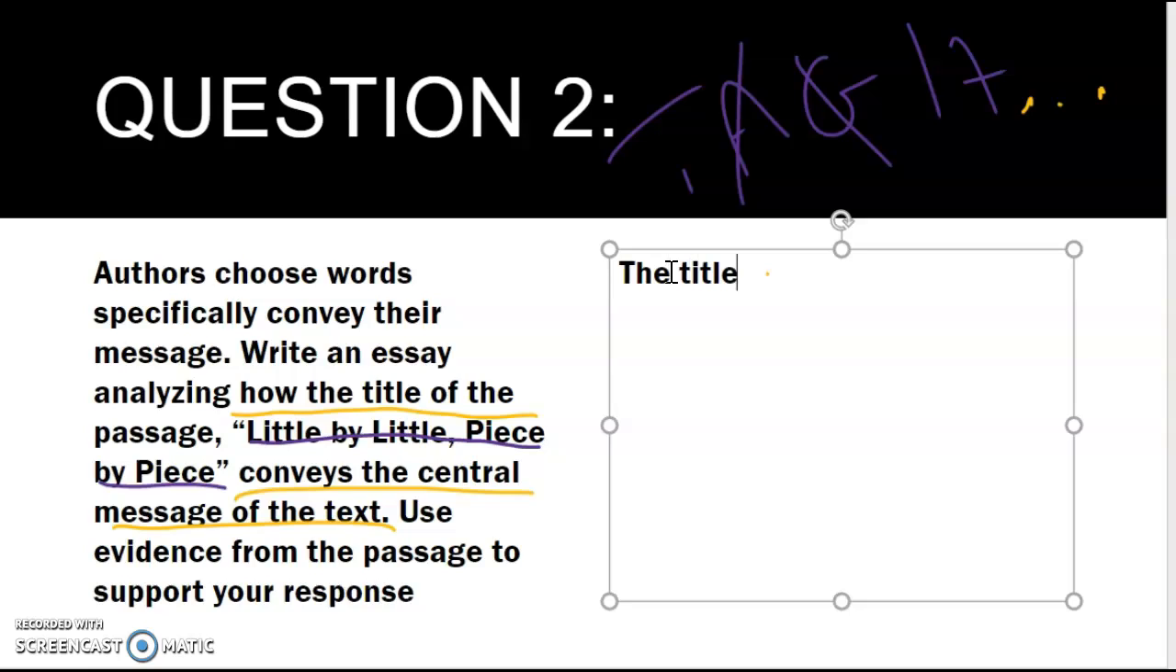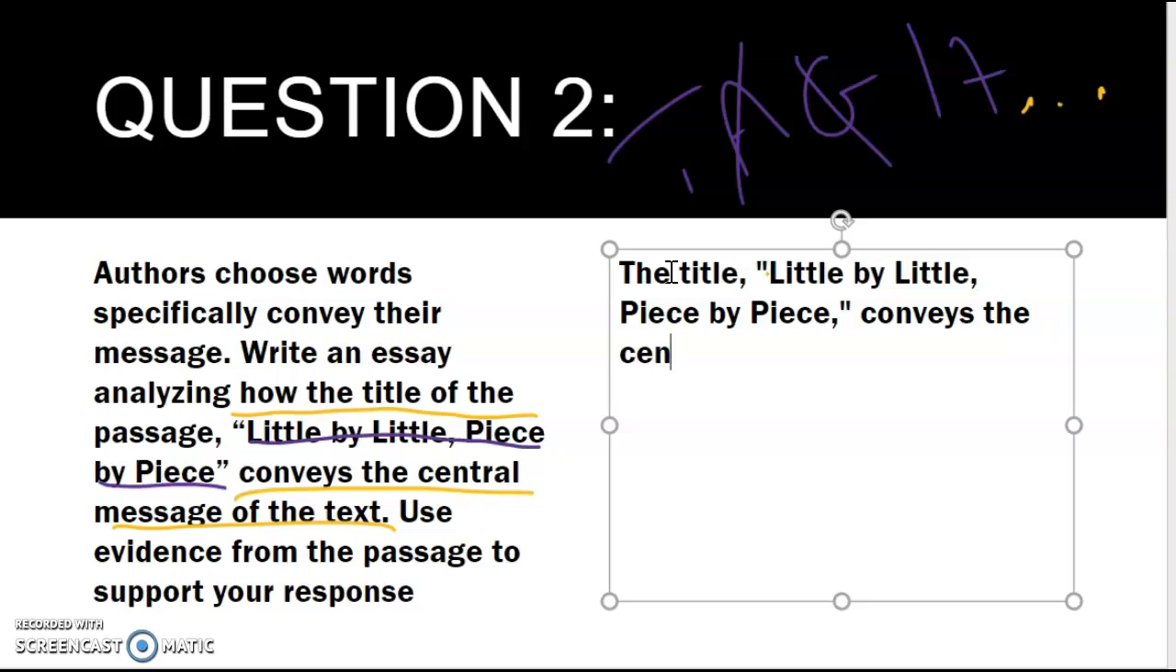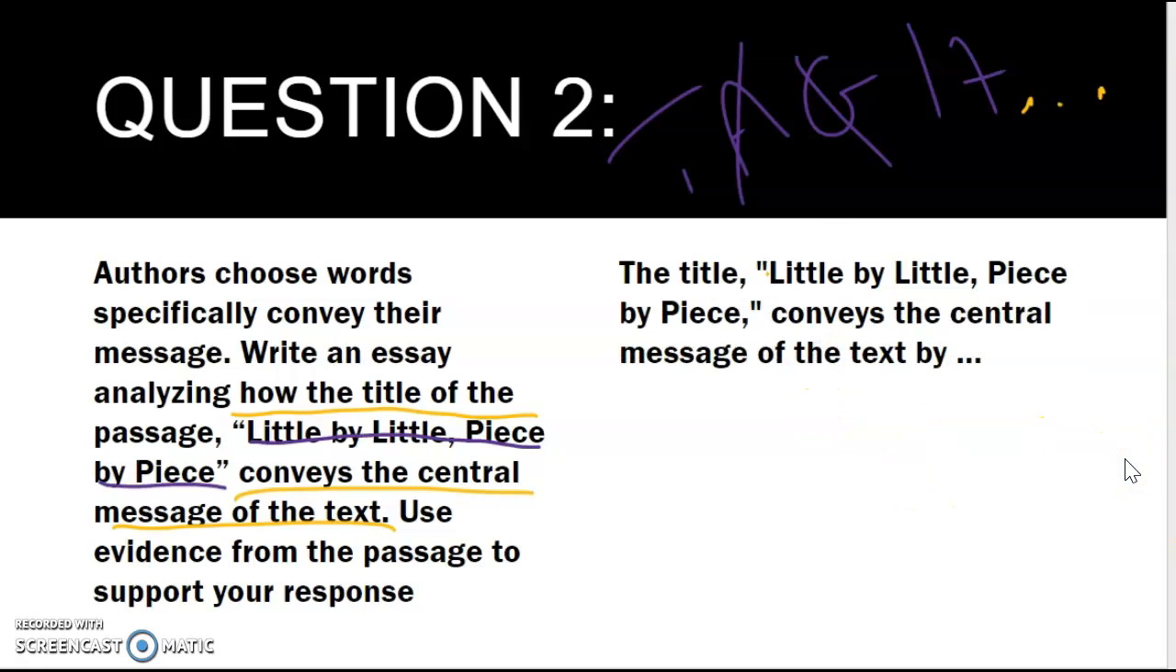The title, "Little by Little, Piece by Piece," it's a title, so it goes in quotation marks, comma, quotation mark, conveys the central message of the text by dot dot dot. The dot dot dot is telling me my answer. Okay? So that could be our thesis, that's our paragraph.